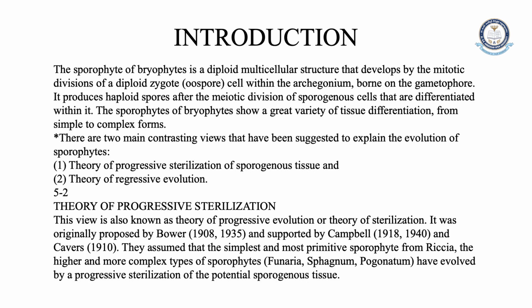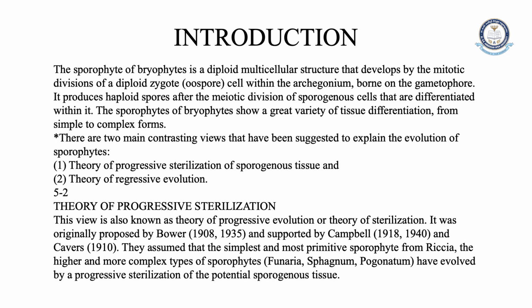There are two main contrasting views suggested to explain the evolution of sporophyte. Two types of theories are there: the theory of progressive sterilization of sporogenous tissue, and the second, the theory of regressive evolution. Coming to the first one, the theory of progressive sterilization, also known as the progressive evolution theory.